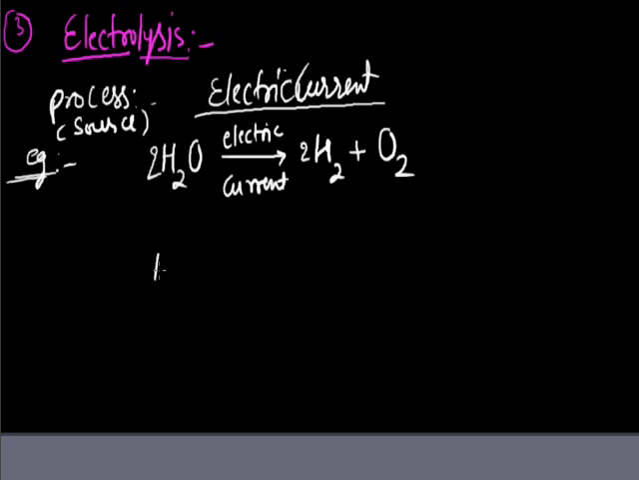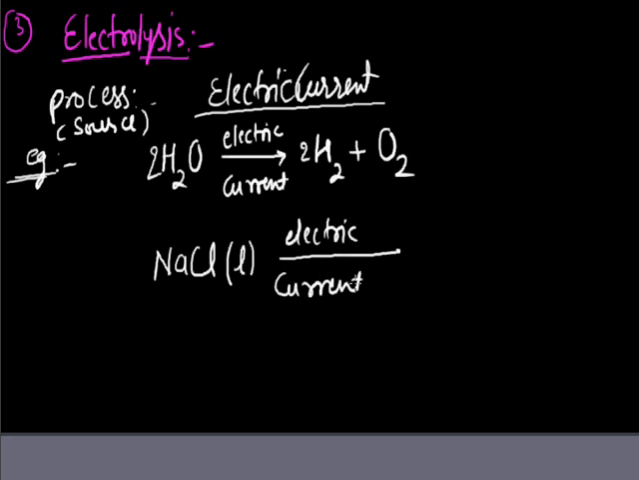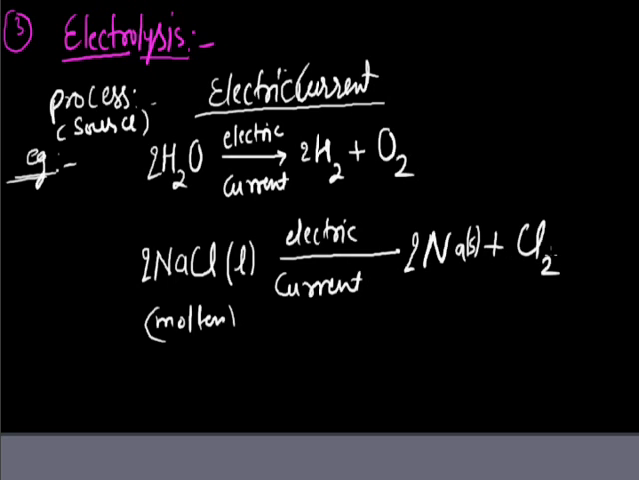Now we can take another example, electrolysis of NaCl. Now we take liquid NaCl. When we pass electric current through liquid or molten NaCl, it breaks into Na plus Cl2. We can balance it by writing 2 in front of NaCl and 2 in front of sodium, and this is the balanced equation. Here Na is solid and Cl2 is gas. So we can say that in this reaction sodium chloride breaks into sodium plus chlorine, and this decomposition happens in presence of electric current. So the reaction is known as electrolysis.